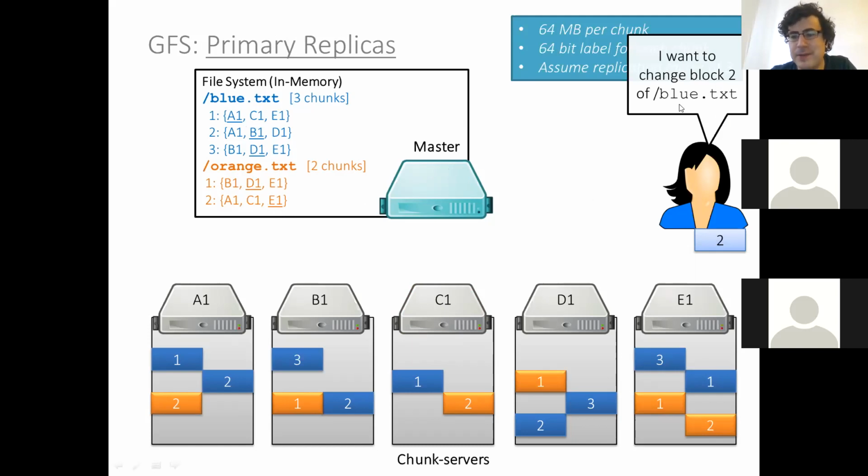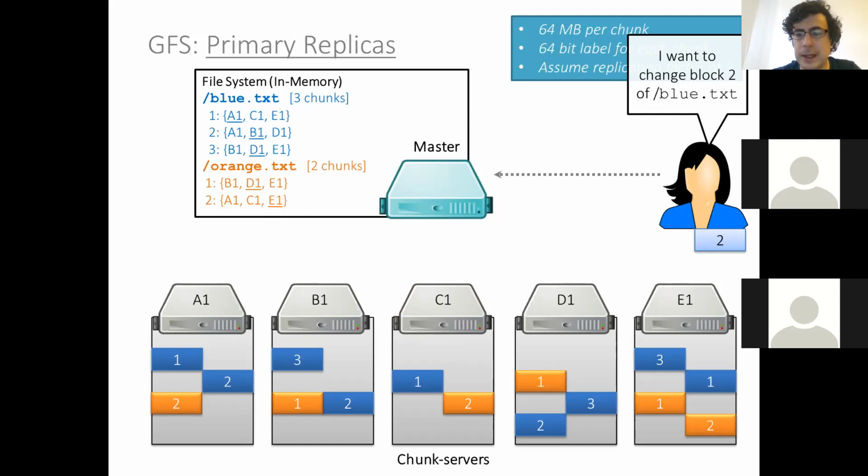The problem is what happens if there are multiple clients that want to change block 2 of blue.txt at the same time. Or maybe there's another client who is reading blue.txt at the same time that this client is trying to write. It could lead to an inconsistent response. So the master assigns, not all of the replicas are equal, it assigns a primary replica, which is denoted here by underlining. Each of these primary replicas is in charge of making sure that there's no problems. It somehow manages the locks for the file in the case of writes.